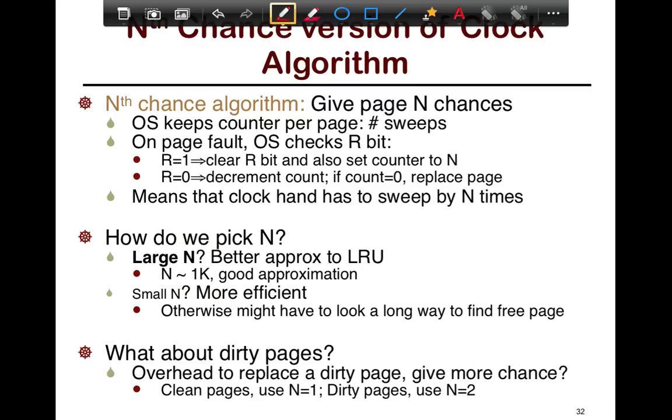And if you think that replacing dirty pages is going to cost you more, then we give them more chances. So for example, clean pages could have n equals 1, and dirty pages could possibly have n equals 2. So, sorry, a dirty page has twice the priority of a clean page.